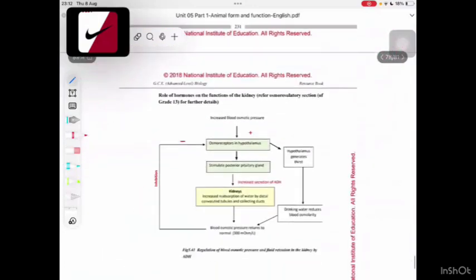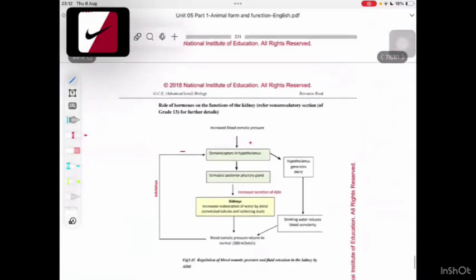Okay. Now let's go through these parts. Role of the hormones on the functions of the kidney. Refer to the osmoregulatory section of grade 13 for further details. Right now, from the osmoregulatory part, they have asked about the glucose part, about the diabetes. So there is less chance that this would come for an essay, because since it was asked in 2023, it might not be asked in 2024 or 25, but we are not sure.